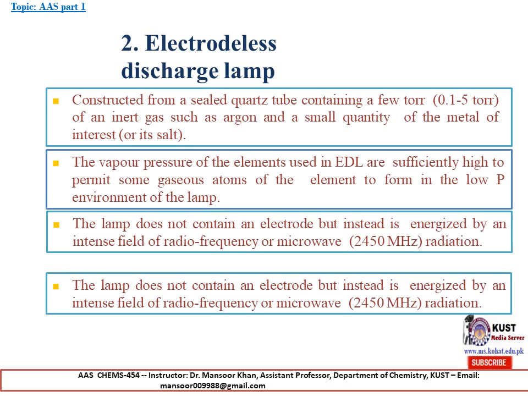The lamp does not contain an electrode but instead is energized by an intense field of radio frequency or microwave radiation which has a power of 4 to 50 megahertz. So it has no electrode like the hollow cathode lamp, but it has an intense field of radio frequency or microwave radiation, at 2450 megahertz. The lamp does not contain an electrode but instead is energized by an intense field of radiation.